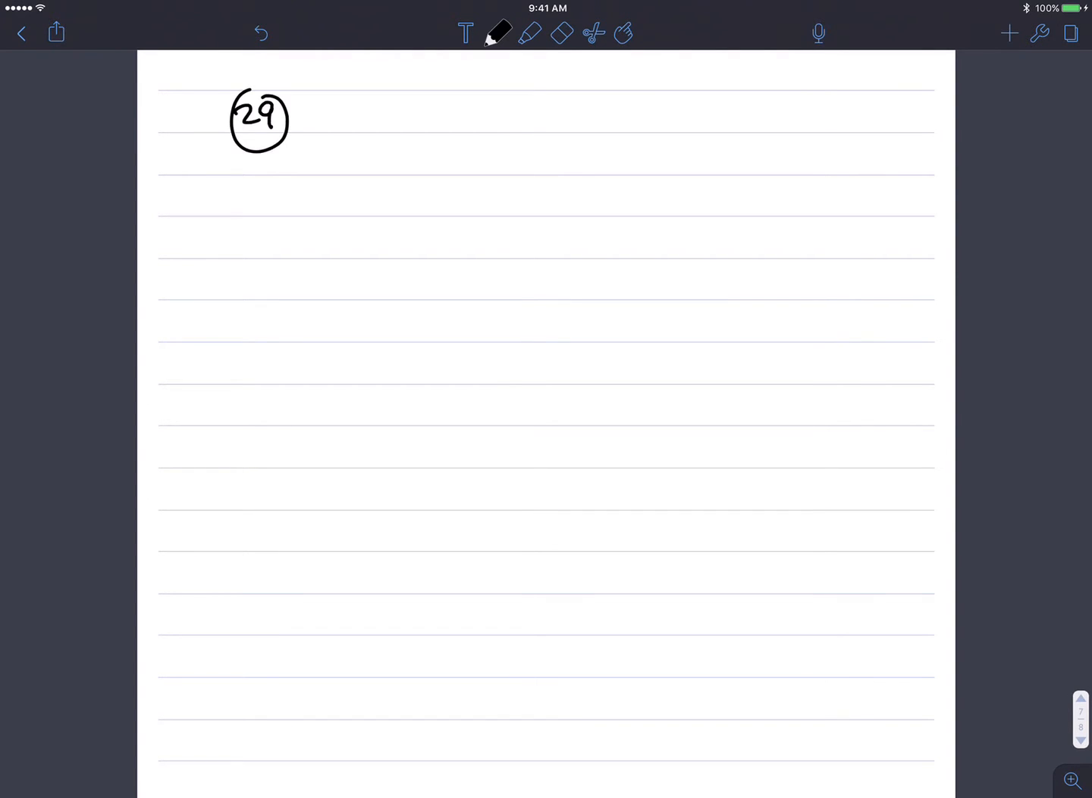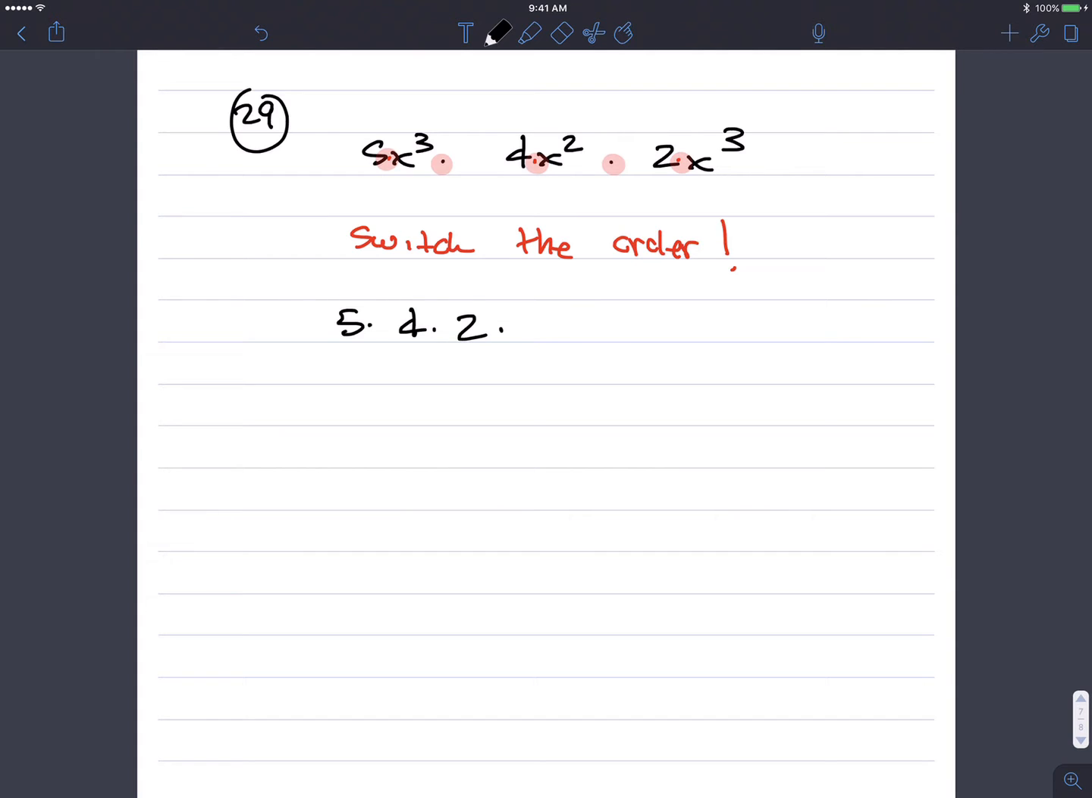Number 29: 5x cubed times 4x squared times 2x cubed. Switch the order in which you multiply. Yes, between the 5 and the x cubed is multiplication. Between the 4 and x squared and the 2 and x cubed, we have a string of multiplication. Let's emphasize it. Here, here, here, here, and here. As you know by now, switch the order. 5 times 4 times 2. Put your coefficients next to each other so you can multiply. Put the exponentials next to each other so you can simplify.